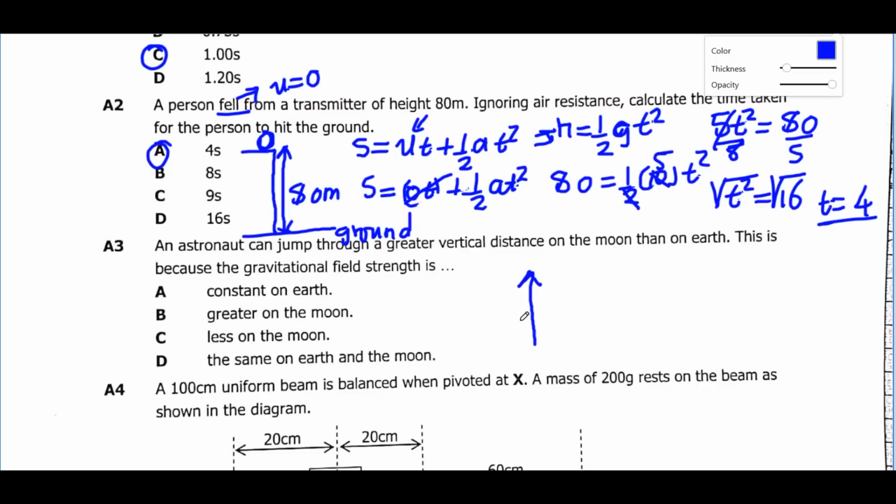What is the reason? The reason is because the gravitational field strength is less on the moon, and because it's less, that person will cover a greater distance because there is less force of gravity to pull that person down. So that's the reason behind that. Let's move on to question number 4.